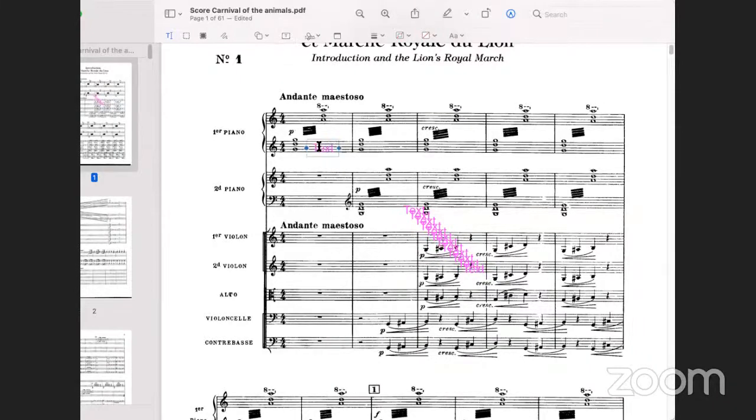So here we have a whole note. There is an abbreviation here, but just whole note is enough. Here's the whole rest, the whole note.